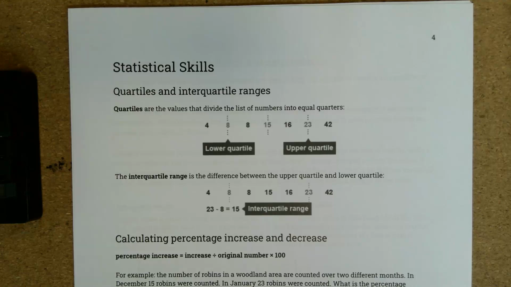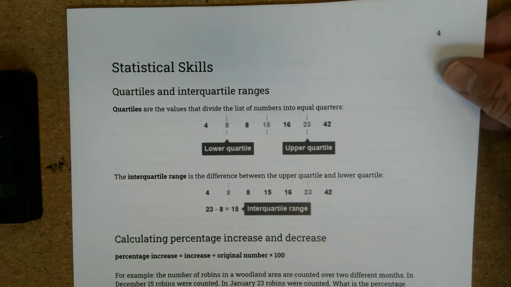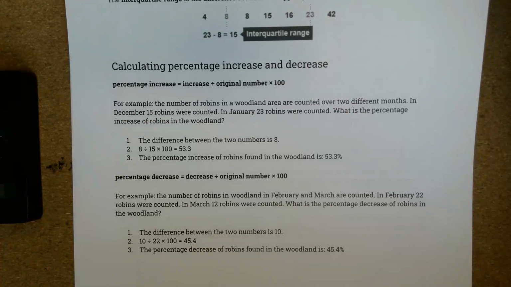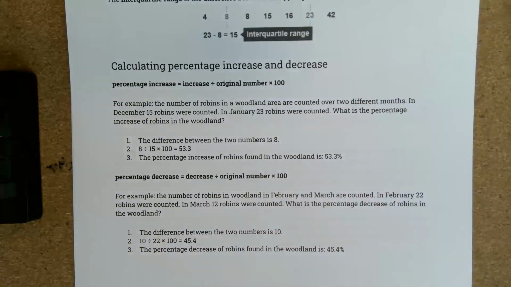Another skill that is involving statistics is that of calculating the percentage increase and decrease in a value. For example, the number of robins in a woodland area are counted over 2 different months. In December, 15 robins were counted. In January, 23 robins were counted. What is the percentage increase of robins in the woodland?